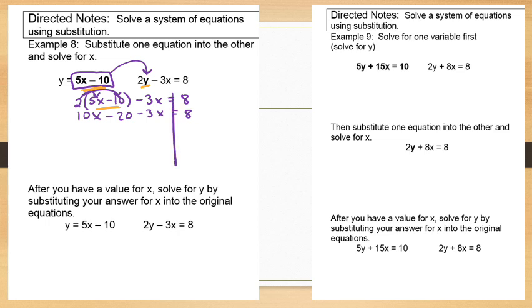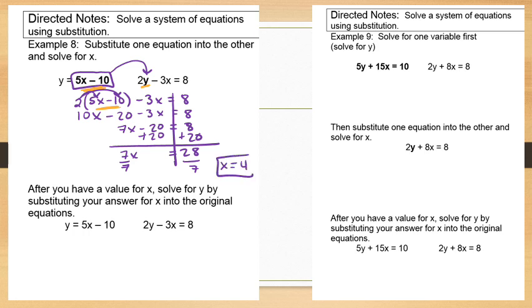So now I need to combine some like terms. So 10x minus 3x would give me 7x minus 20 is 8. I'm going to add 20 to each side. So 7x equals 28. And now I'm going to divide by 7, which gives me x equals 4.